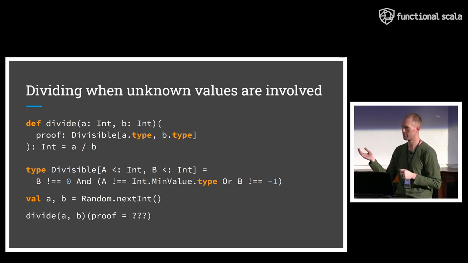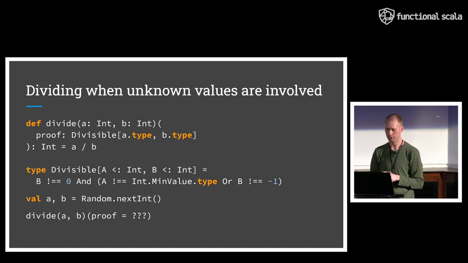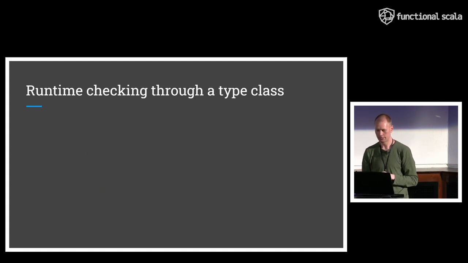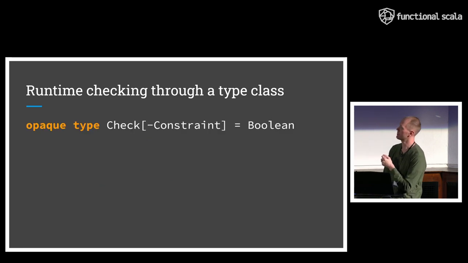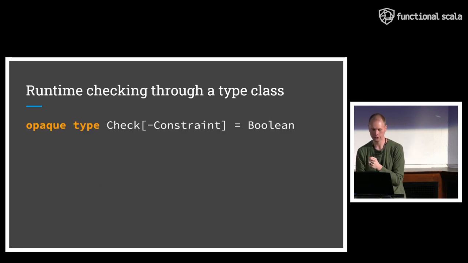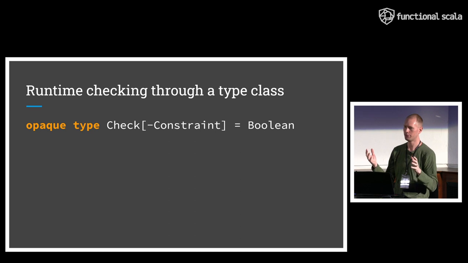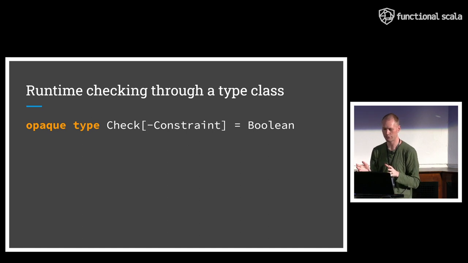What are we going to pass in for this proof? Well, we don't actually have a proof, so we need to do some runtime checking. We can do runtime checking through a type class, and in Scala 3, we can use an opaque type, because really it's just a Boolean, is it true or false? We'll make it contravariant because that works a little bit nicer in Scala 3 with the implicit rules.